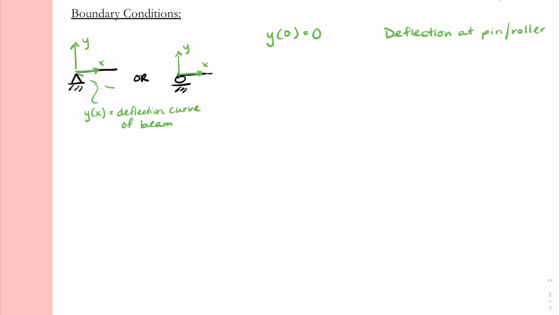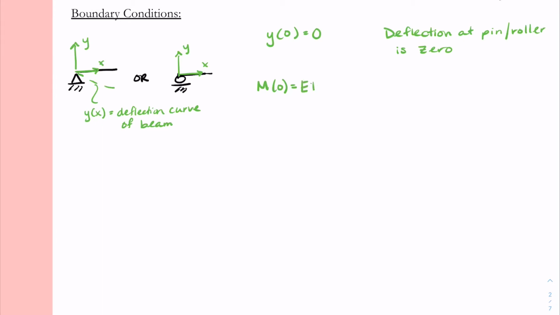So we know that the deflection at the pin or the roller would have to be 0. So we would say that we have y of 0 equals 0. And that's one of the boundary conditions that we have for this particular case. So it just means the deflection at the pin or roller is 0.